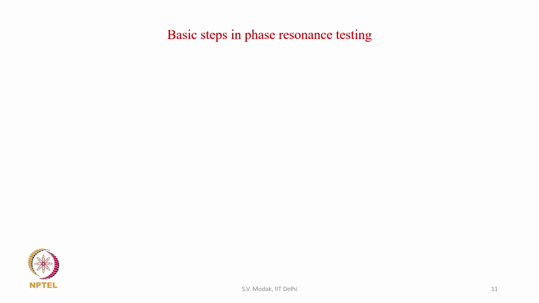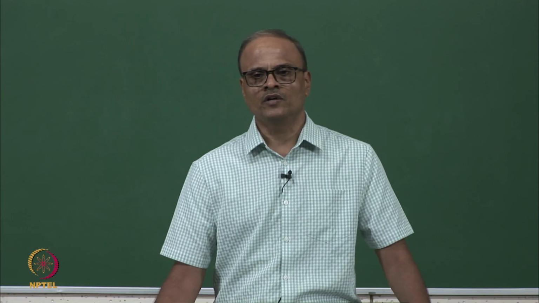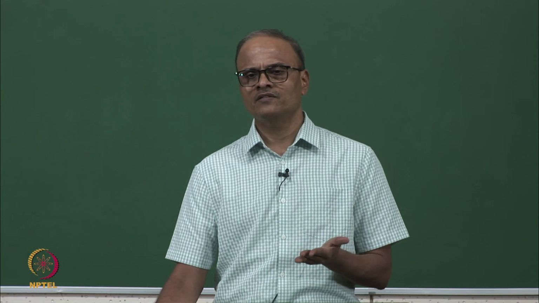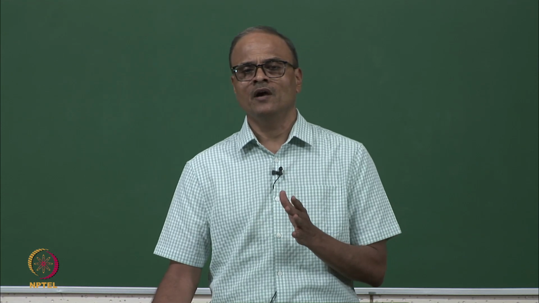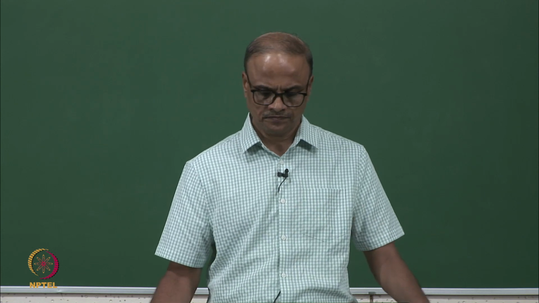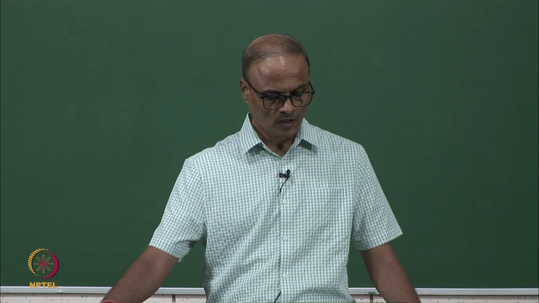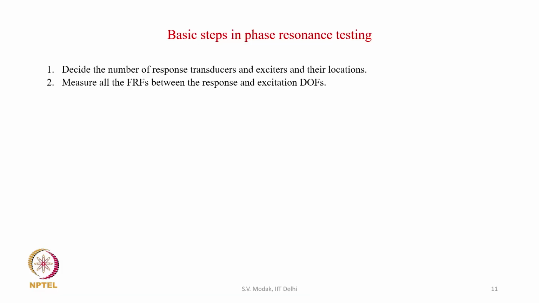So, let us now look at the basic steps in performing phase resonance testing. The first step is that we have to decide the number of response transducers and exciters and their locations. At least 2 exciters are required. If more exciters are there, that would help to satisfy the phase resonance condition in a better way and then excite the normal mode. Then we measure all the FRFs between the response and excitation DOFs. So, we measure the FRFs corresponding to all combinations of response and excitation DOFs.